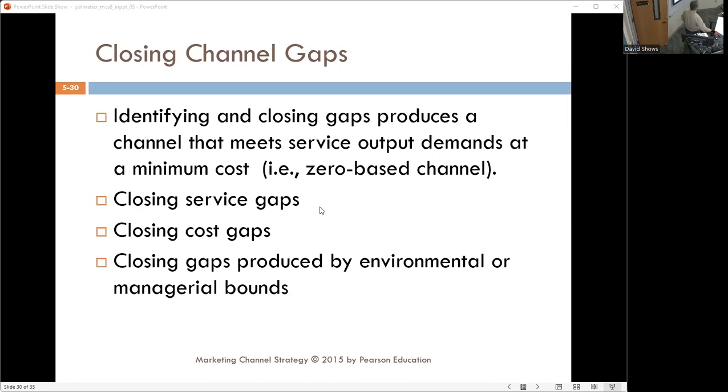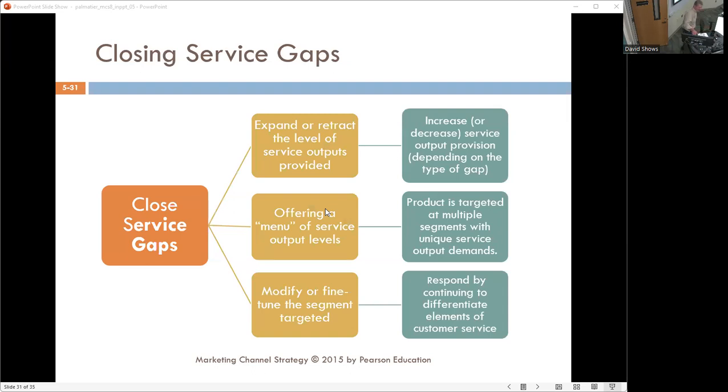To close service gaps, remember, service supplied is greater or less than the service demanded. We have 3 options at our fingertips. The first is we can expand or retract the level of service outputs provided. And so we do not need a blockbuster to be able to get all of the things that we need. We're providing more service than we actually need.